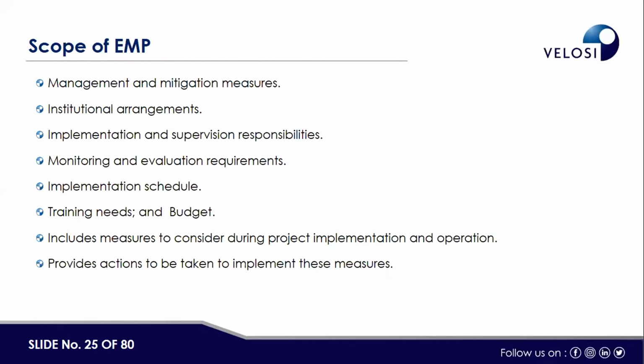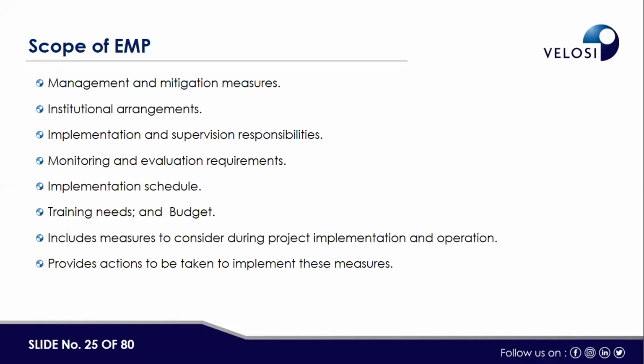Then the scope of the EMP. In this EMP, normally we have to cover the management and mitigation measures, and the institutional arrangements that are required. Institutional arrangements are organizational arrangements. What are the resources that you need to implement the EMP? All of these come under the institutional arrangements. Then the implementation and supervision responsibilities, that is, who is responsible for what.